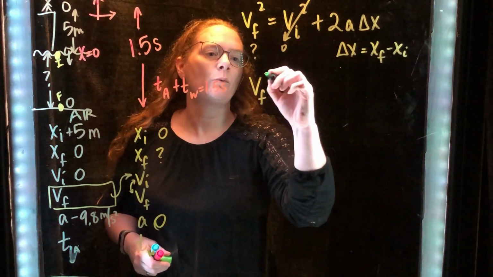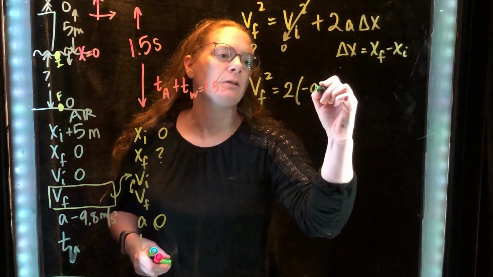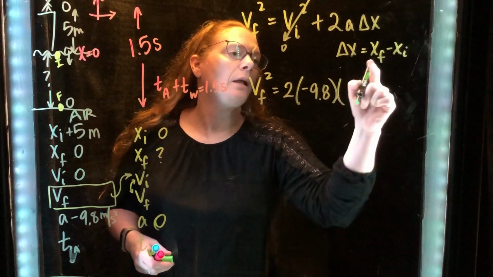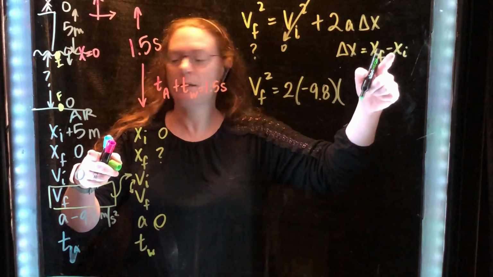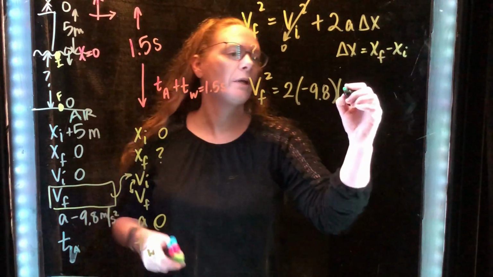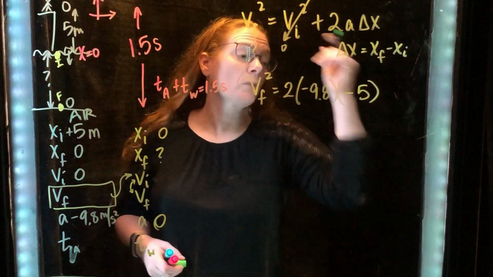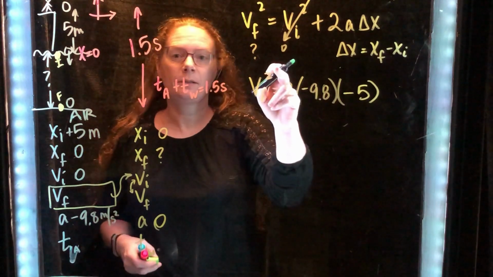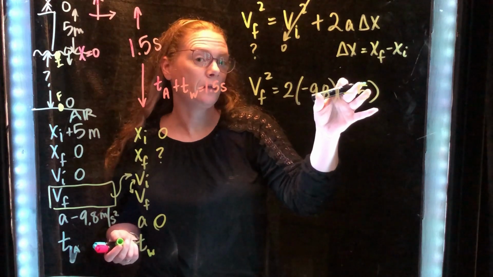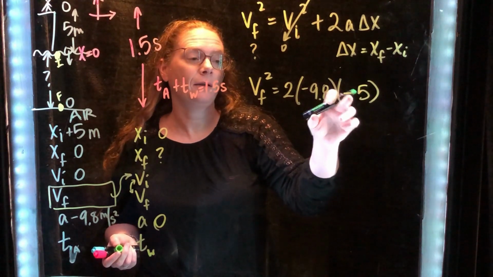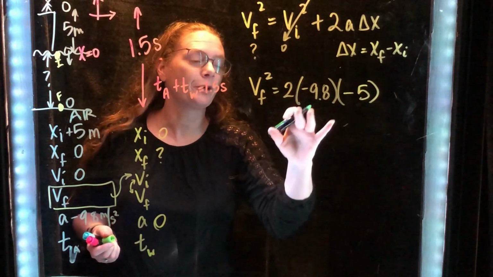Alright, so V final squared equals 2 times my acceleration, negative 9.8, and X final is 0 minus X initial, 5. 0 minus 5, ooh, I'm a little concerned because this is a square and I got a negative. But we're going to be okay. Can you see why? I got a negative here. I got another negative here. We're going to be okay.